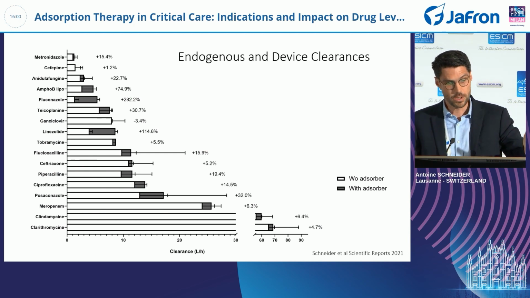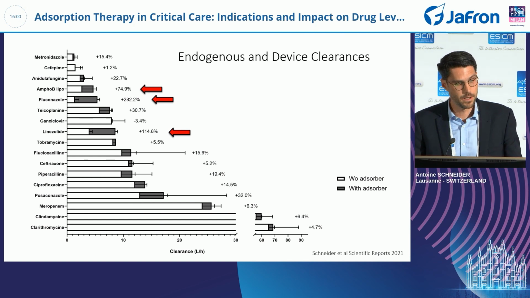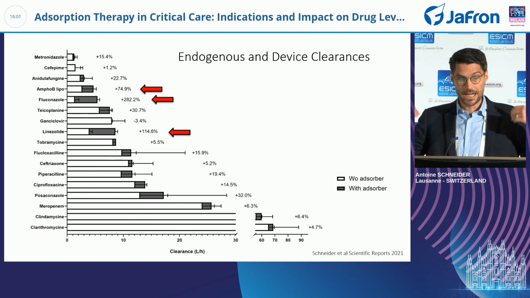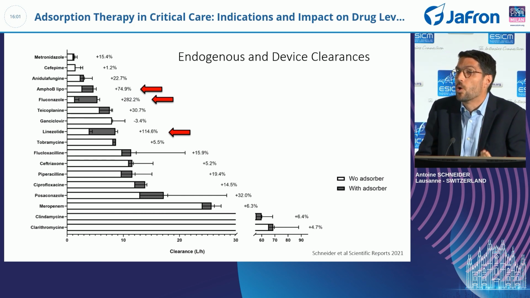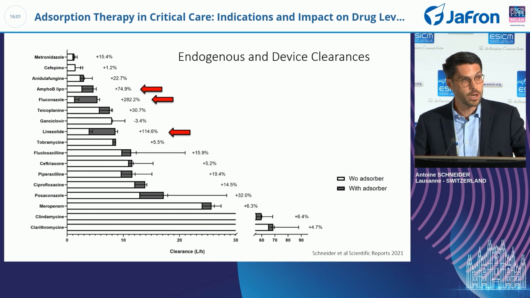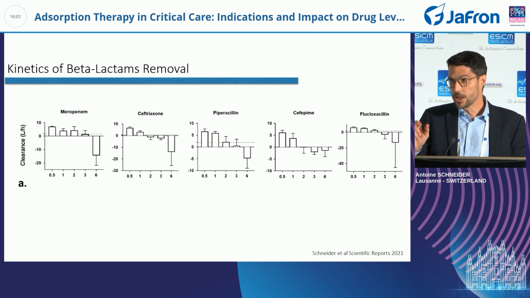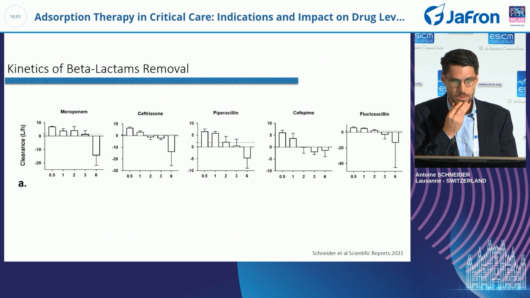However, for some drugs, for instance fluconazole, linezolid, and amphotericin B, they are significant. They're actually really increasing the clearance. So my point here is that we need to understand which drug, how to adapt the medication, when, etc. And another thing in this study is we looked at the kinetics of the antibiotics removal.